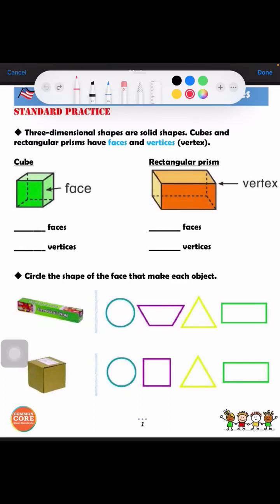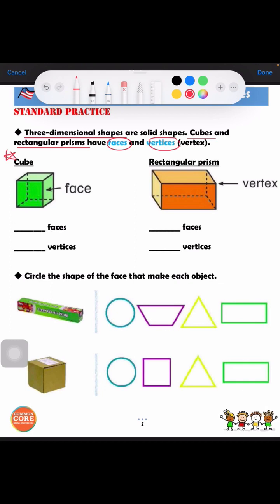Hi kids, please take a look at page 1, and today we're going to talk about three-dimensional shapes. Three-dimensional shapes are solid shapes, for example, cubes and rectangular prisms. Both of them have faces and vertices. Okay, so let's take a look at the cube.